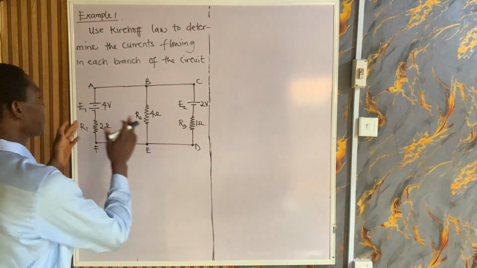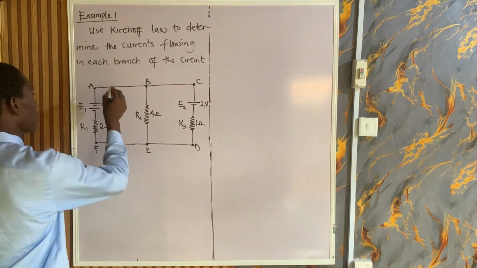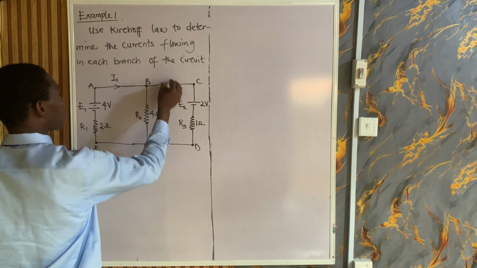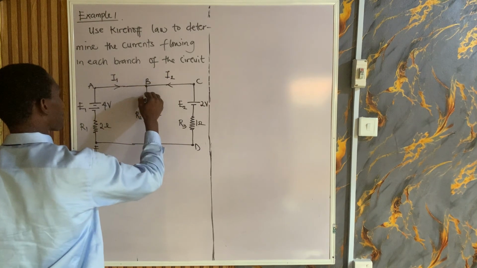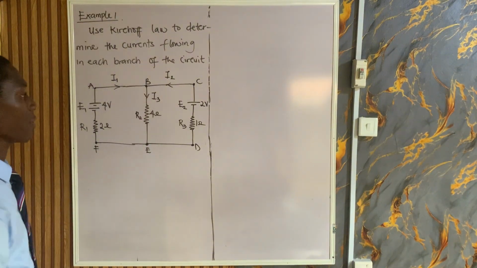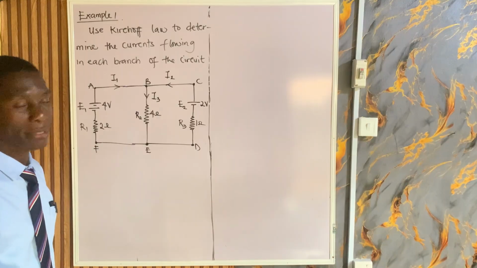If you have a question like this where the branch current is not given, you have to assign branch current. But I think in most questions, the branch current will be given to us. So this is the branch current I assign. You can assign anywhere actually. There's no penalty for that.